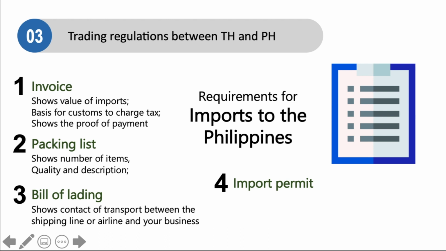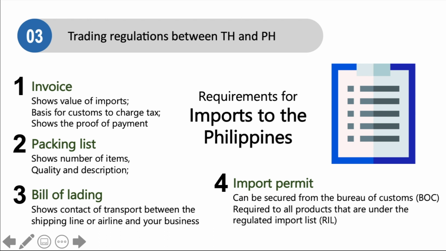The last one is the import permit, which can be secured from the Bureau of Customs or the BOC, and it is required for all products that are under the Regulated Import List or the RIL. Securing an import permit actually has a lot of other sub-requirements. So I have posted the link in the description below for you to know the specific requirements on securing import permits.